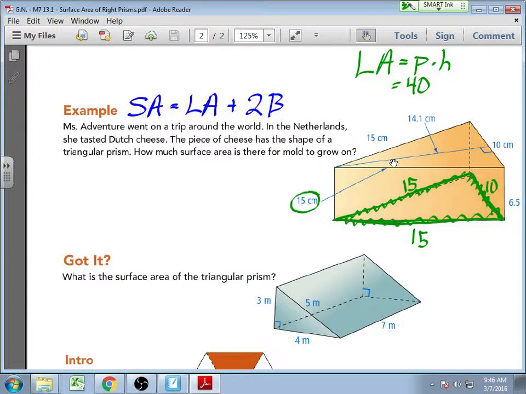Now the height. Hey guys, as I look around, I know who's not writing this down. So write it down. Okay.